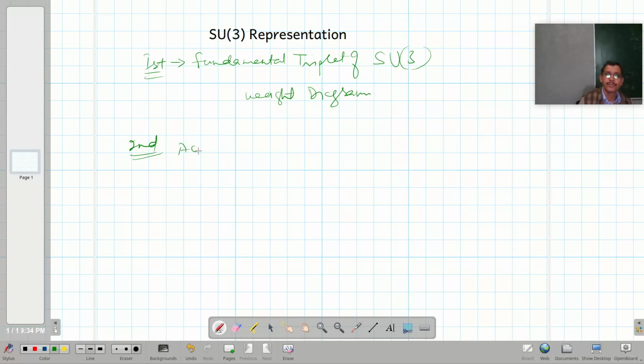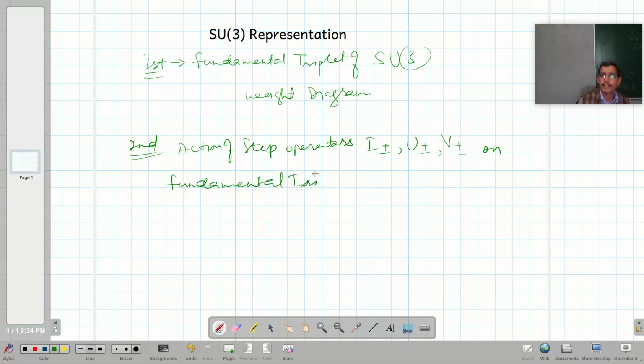In the second part I will talk about the action of step operators, our step operators, about which I talked in the earlier lecture. So these are our step operators. I will discuss the action of step operators on the fundamental triplet, and I will show it diagrammatically also. This is the second part. So let me talk about the first part.